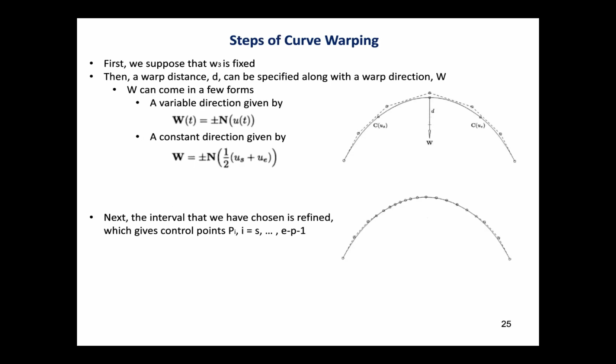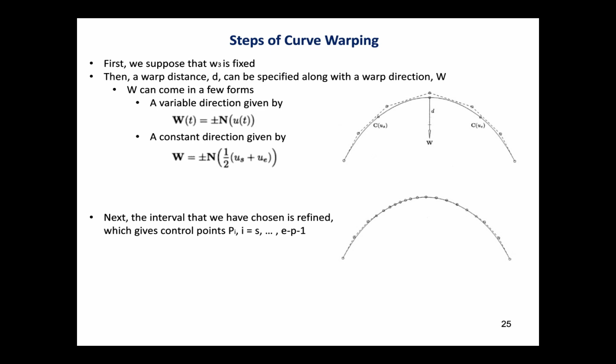So, now we're going to talk about the steps of curve warping. So first, we suppose that W sub 3 is fixed. Then, a warp distance d can be specified along with a warp direction w. W can come in a few different forms, either a variable direction given by this formula, or a constant direction given by that formula. Alright, and so on the figure on the right there, we can see our d and w both selected there.